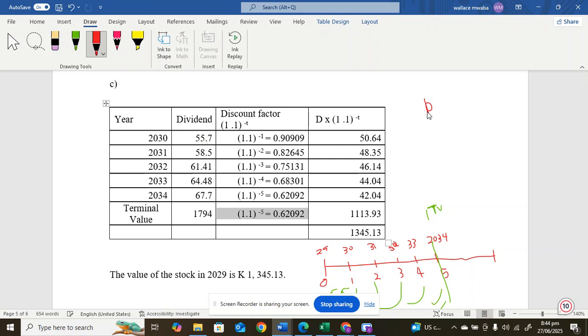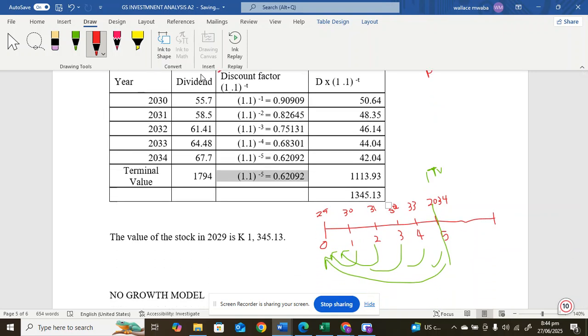As I said, we're still using the present value formula. Present value equals the future value, which is these dividends here, multiplied by 1 plus r to the power negative t. This is represented by the discount factor here. It's 1 plus r to the power negative t. That will be the discount factor. So for 2030, since it's year 1, it's going to be to the power negative 1.